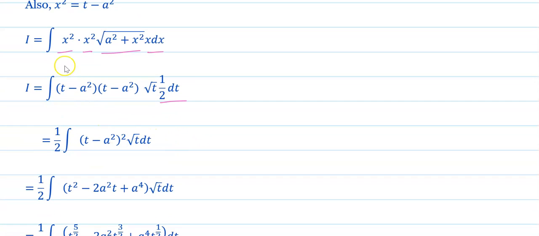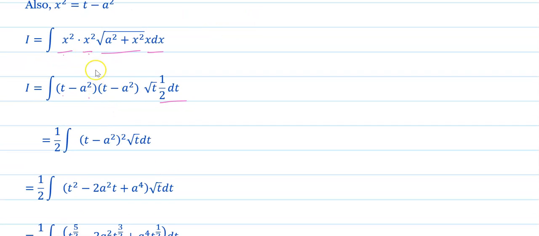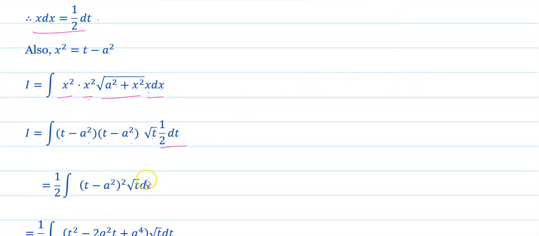We have written it is x square into x square. Means what? t minus a square into t minus a square. What about here? Root of t. What about this? x into dx is 1 upon 2 into dt. See this here, 1 upon 2 into dt.